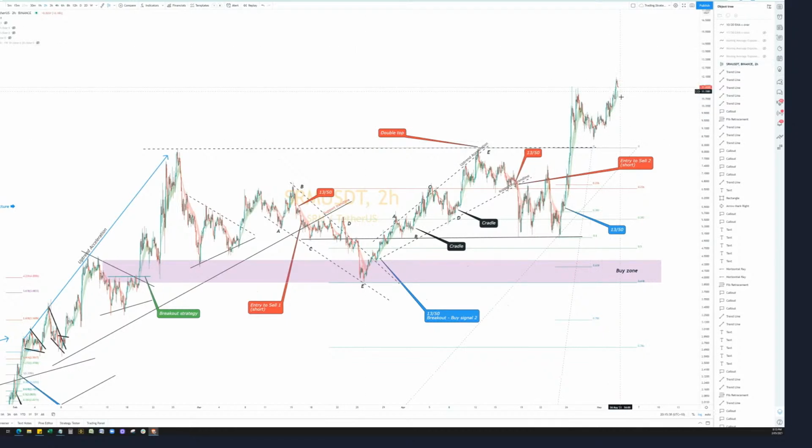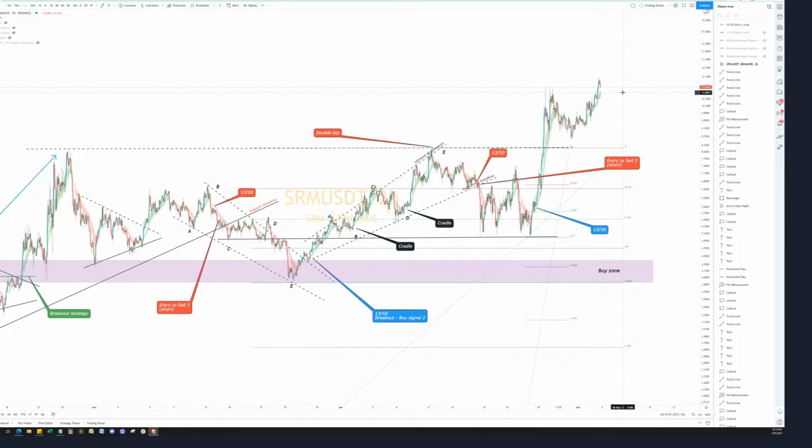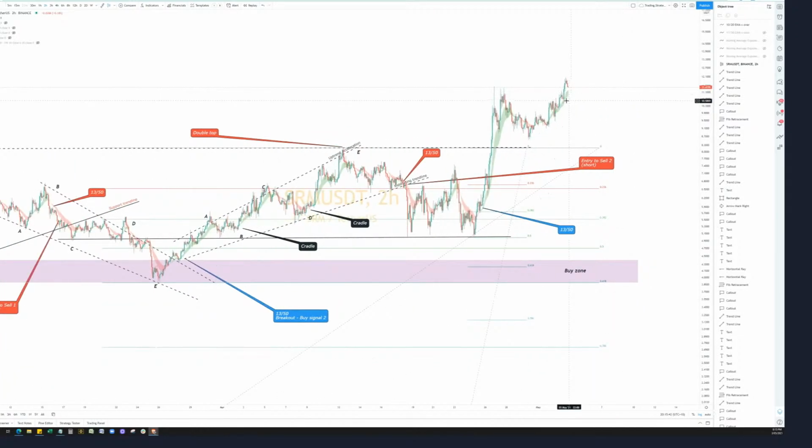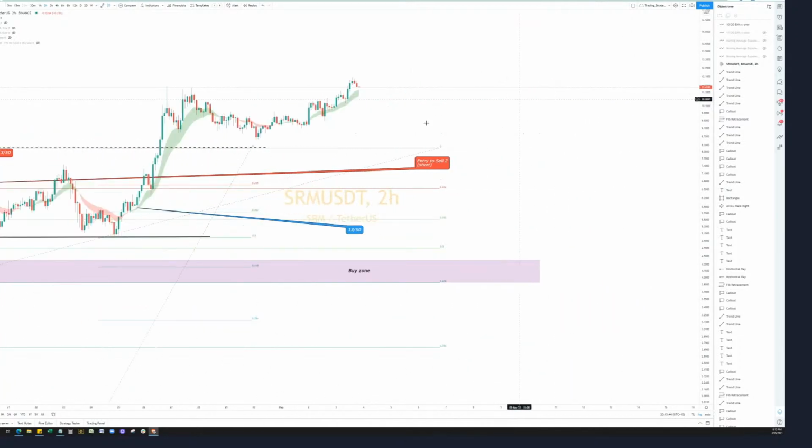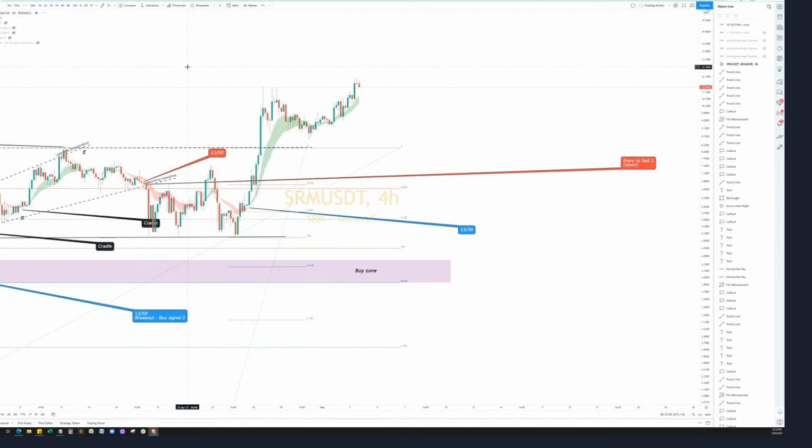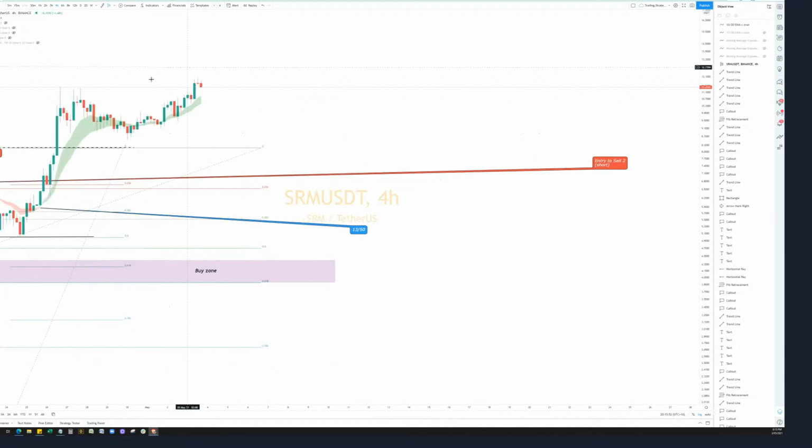You want to see a pullback. But if it was to pull back, I would use... Is it the 4-hour chart? Yeah, I'll use a 4-hour chart to find an entrance. So that will support there. So it's broken away.